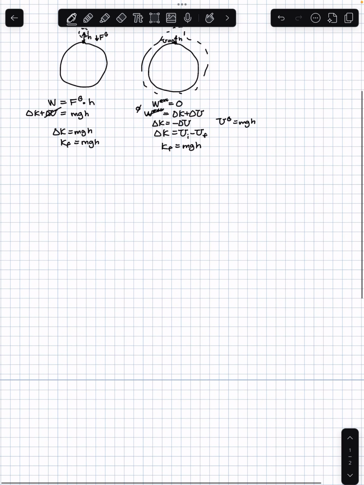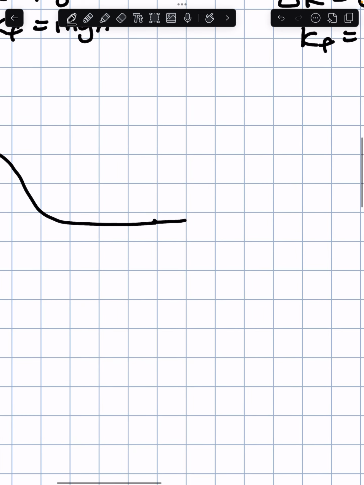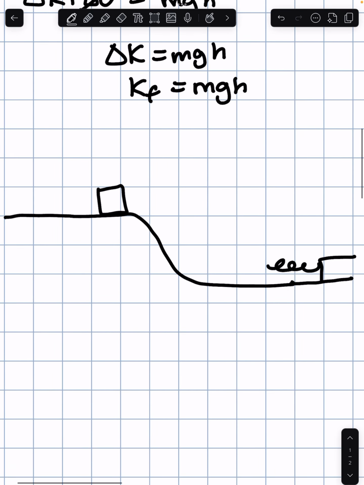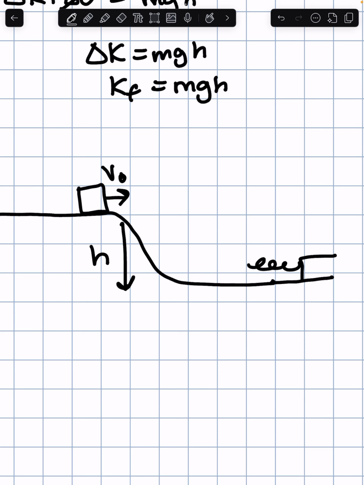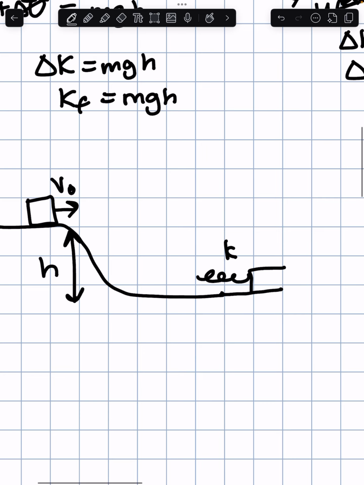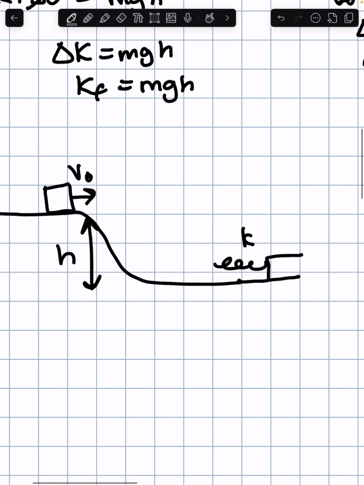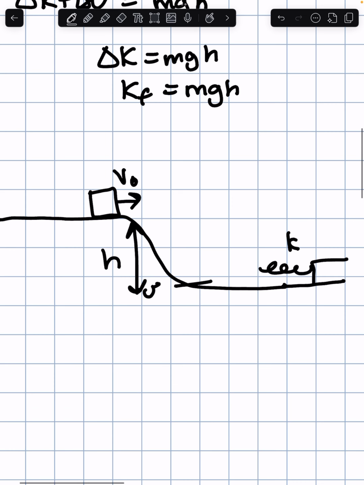Next, let's apply this to a problem with a compressed spring. You may see this in an FRQ, where you will see a block with an initial speed, v0, on a hill with a height h, and a spring with a spring constant k. And your job is to find the distance d, which is the maximum compression of the spring when the block fully slides into it. Now, for the sake of this question, let's refer to the bottom as U equals 0.